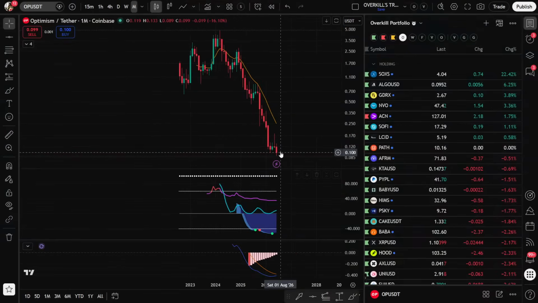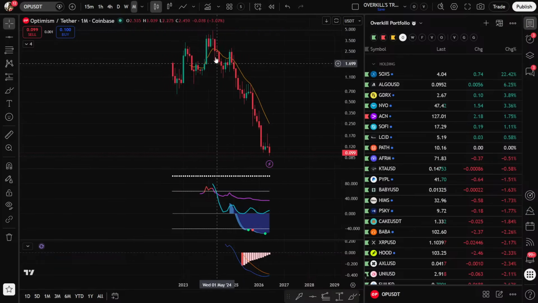But again, OP is down here at 10 cents. It's the lowest it's ever been. So again, if you're asking me if it's a good time to buy, it's down here at the lowest price it has ever been in history. If you think this is going to recover, it's the lowest price in history. Is it going to recover? I have no clue.